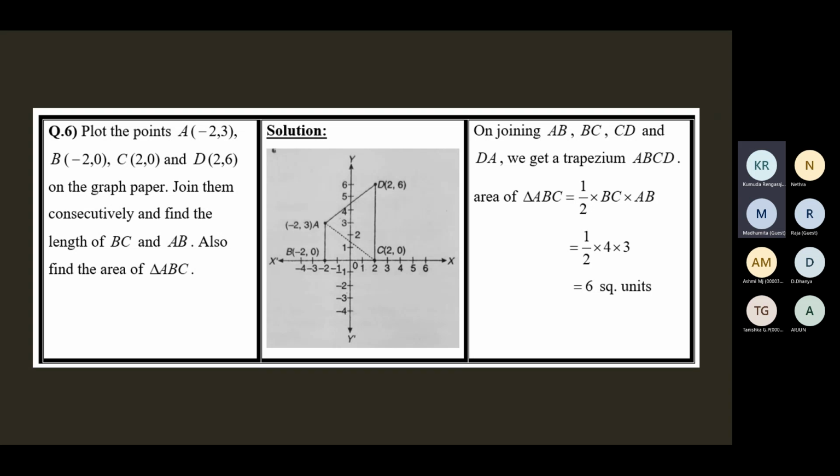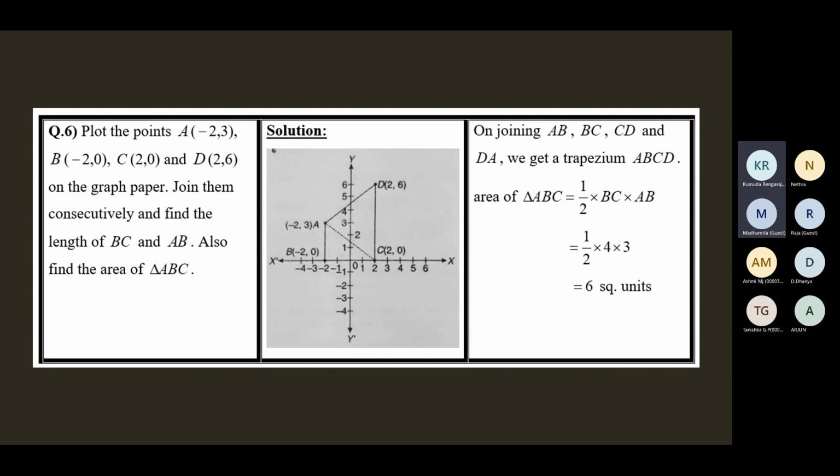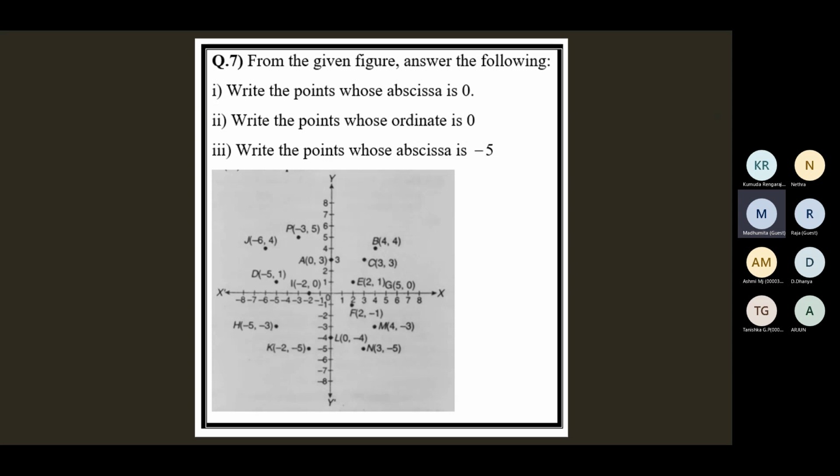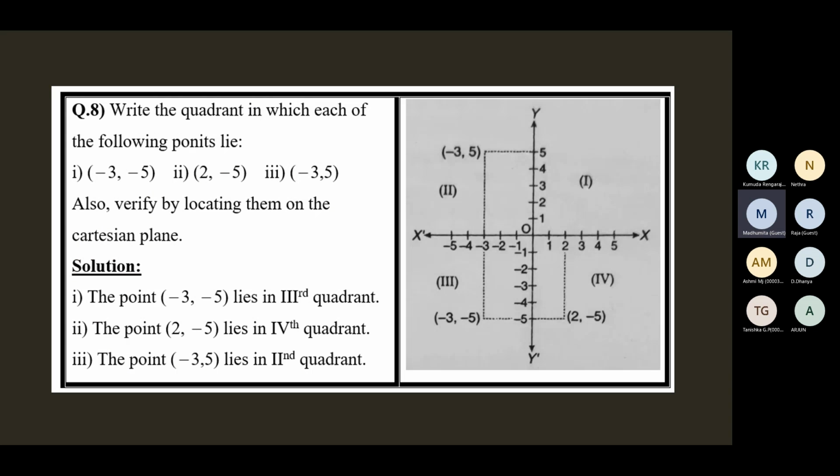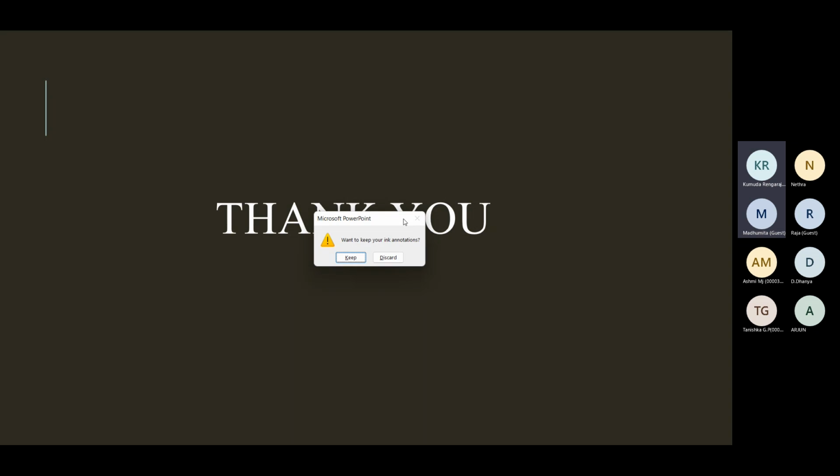Yeah, understand, children? You'll have to plot them and join them. And you'll have to find the length of BC and AB and find the area of the triangles. So you must write BC is equal to 4 units and AB is equal to 3 units. It's easy, ma'am. That's all, children.